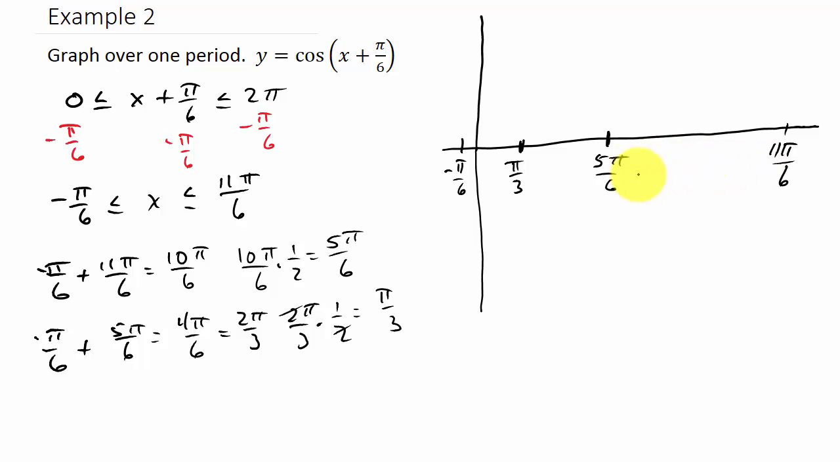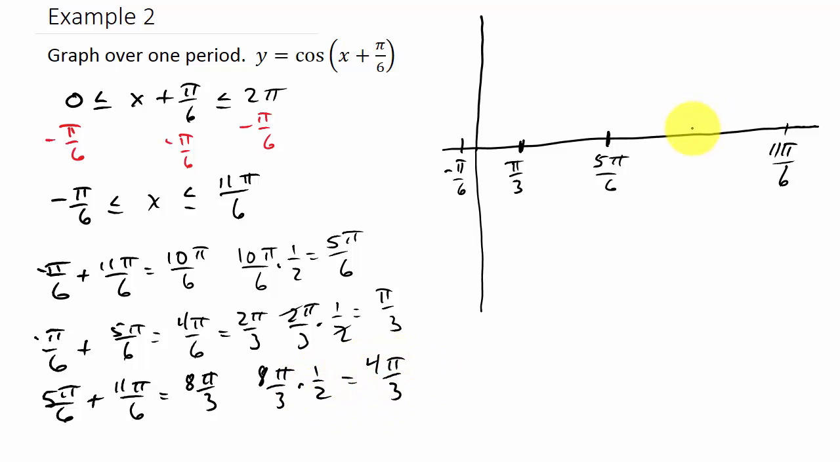And then I need the midpoint here, so that's 5 pi over 6 plus 11 pi over 6, which is 16 pi over 6. And so that would be 8 pi over 3 once we reduce. And then I've got the 8 pi over 3 times 1/2, and that's going to give me 4 pi over 3. So that's 4 pi over 3. Alright, now I need my max and min value. So you can see that the number in front is 1. So we know it's going to be 1 and negative 1.